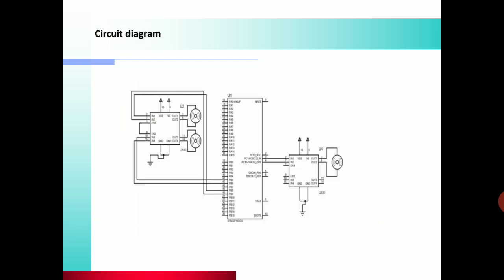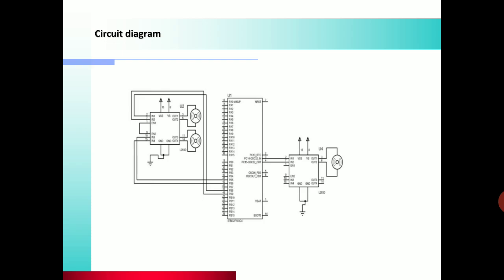This is the circuit diagram of our project. So in this circuit diagram we see the STM32 board, which has 46 pins, and we also see the Bluetooth device and two motor driver ICs whose output is connected to the wheels.